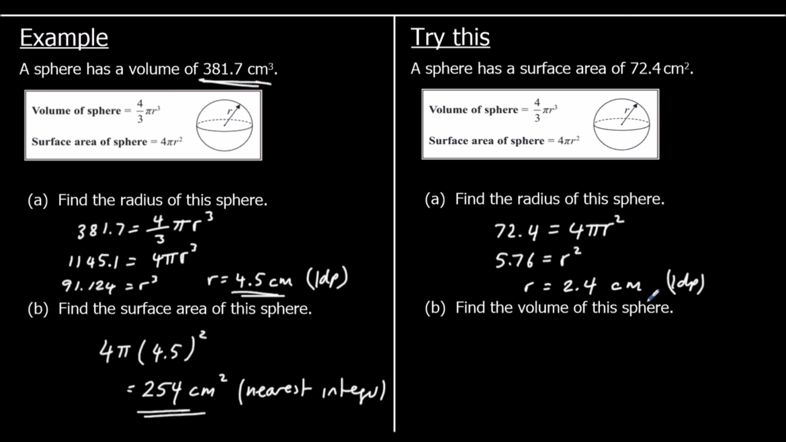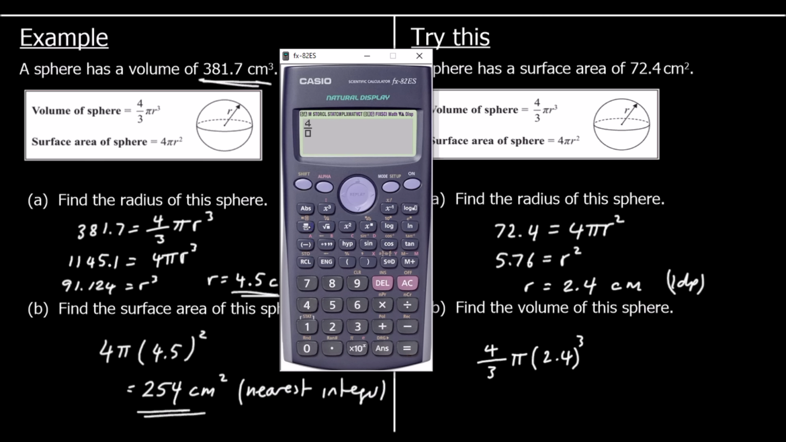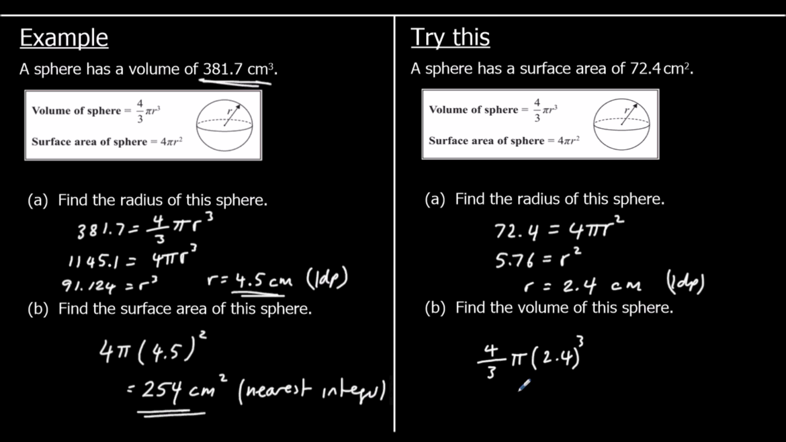Find the volume. So the volume is 4/3 pi r cubed. So it's 4/3 times pi times r, which is our last answer, cubed. So we've got 57.9 centimeters cubed to 1 decimal place.